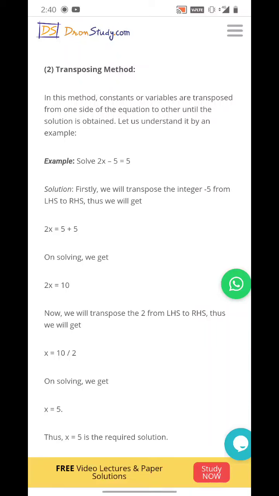Welcome back. In this method, the transposing method, constants or variables are transposed from one side of the equation to the other until the solution is obtained. Let us understand it by an example.